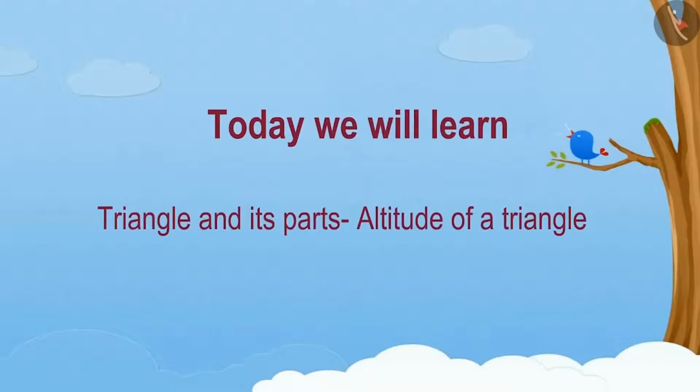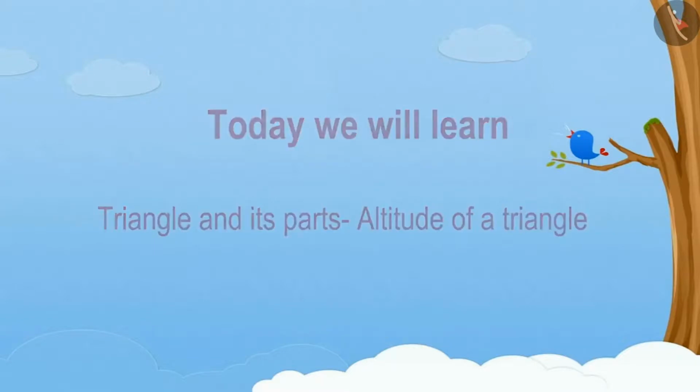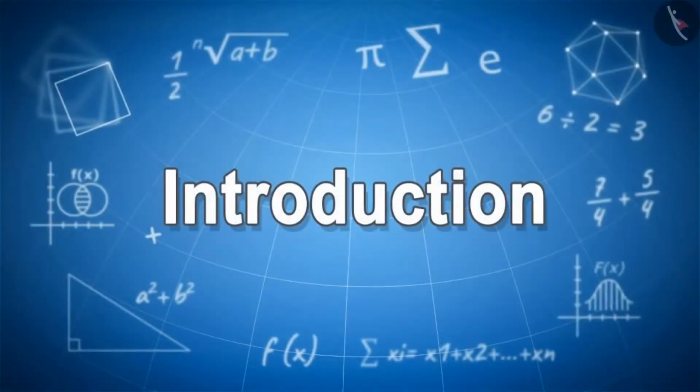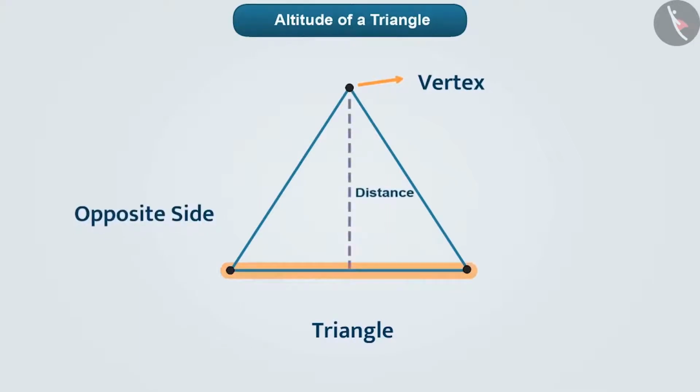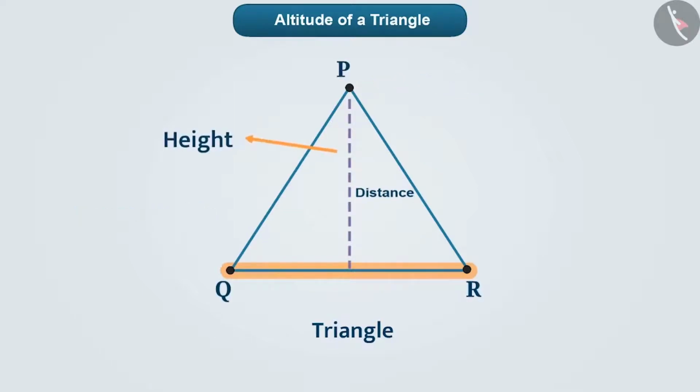Understanding more about the triangle and its parts, today we will learn about the altitude of a triangle. Sometimes in a triangle, it is necessary to find the distance between a vertex and its opposite side. Suppose we are given triangle PQR and have to find its height. That is, we have to find the distance between the vertex P and the side QR.